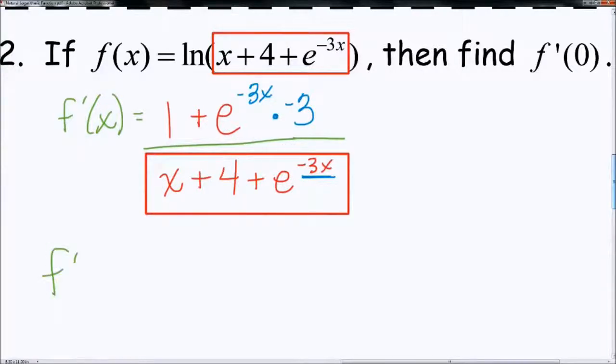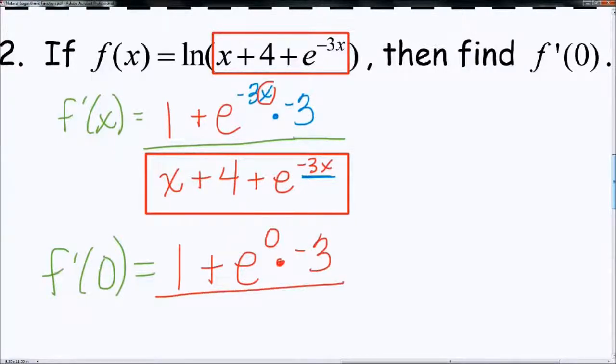So we're going to find f prime of 0 is equal to, so again we're going to have 1 plus e, well if I plug in 0 in for x here, I'm going to have e to the 0, because negative 3 times 0 is 0, so I have e to the 0 times negative 3 divided by, and I'm going to plug in 0 in for x, so 0 plus 4 plus e, and again if I plug in 0 into this x down here, I'm going to have negative 3 times 0, which is 0, so again e to the 0.